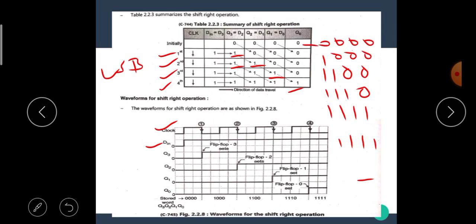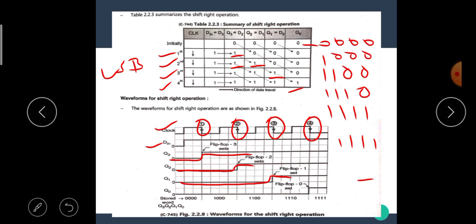Then at the first falling edge of the clock, flip flop 3 sets, hence Q3 becomes 1. At the second falling edge of the clock, flip flop 2 sets, hence Q2 becomes 1. At the falling edge of the third clock, flip flop 1 sets, hence Q1 becomes 1. And at the fourth falling edge or the fourth clock pulse, flip flop 0 is set, hence Q0 becomes 1.